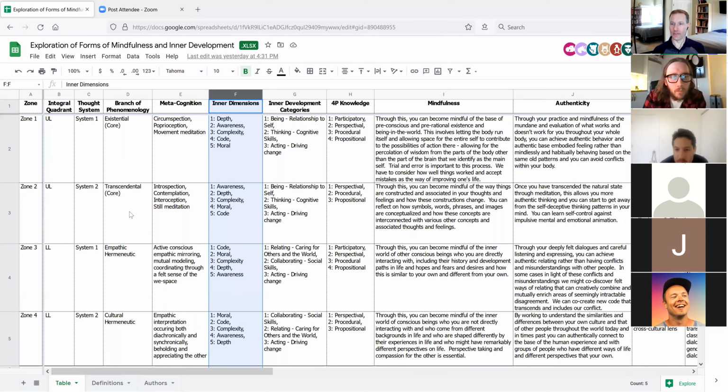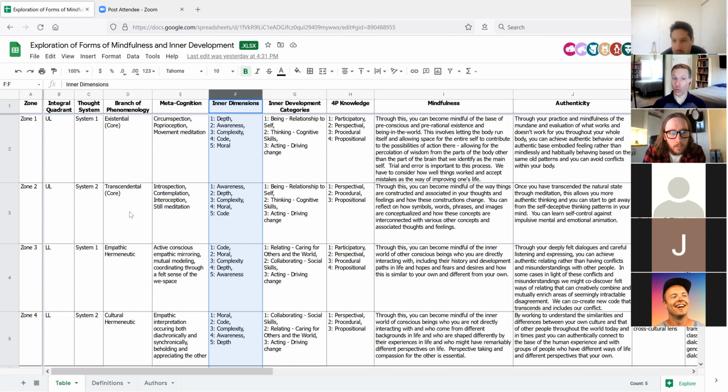transcendental processes, these meditative processes where you transcend your natural attitude and you come to a deeper understanding, a more clear awareness. So that's why these are that way with these numbers. But then I could also say here with this empathic hermeneutic, that's the direct, participatory, intersubjective. You develop code through that more so than any of the others.